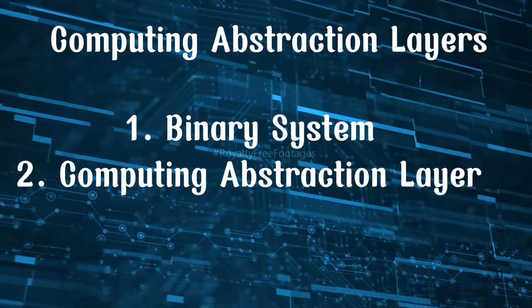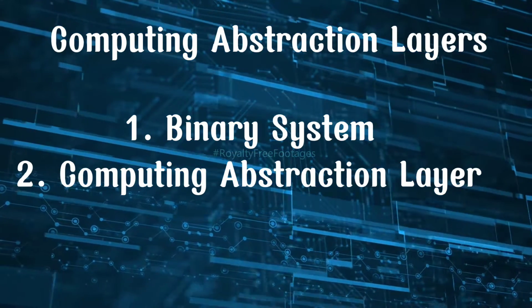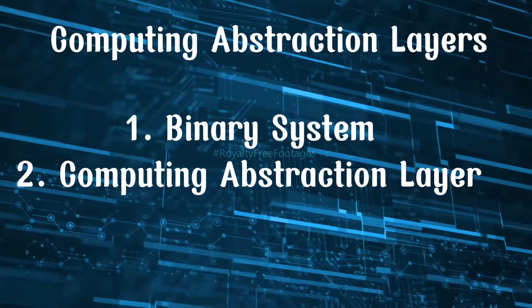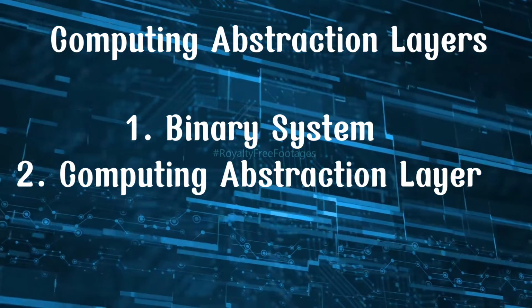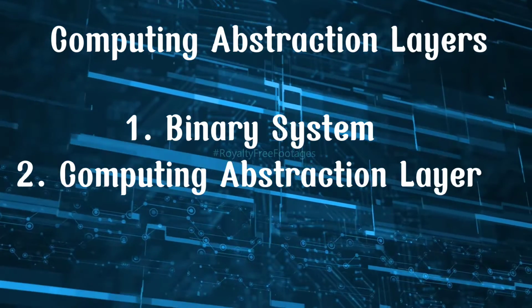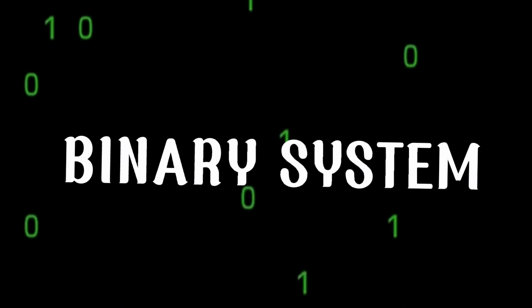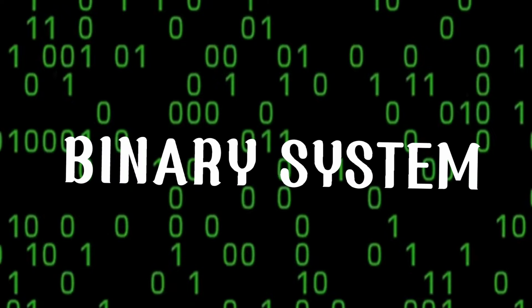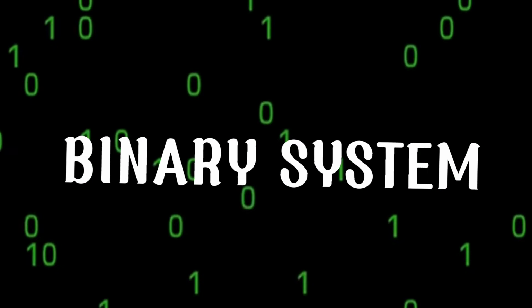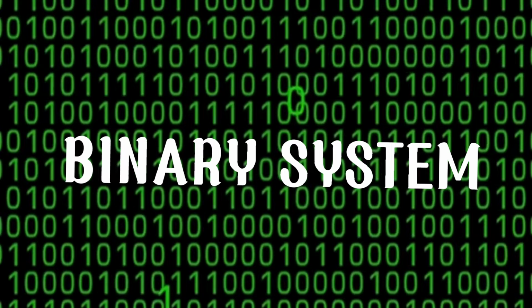Proceeding to the computing abstraction layers, there are a couple of concepts that are key to understand with regard to computer architecture. Number 1 is the binary system, and number 2 is computing abstraction layers. Digital computers use a number system based on 0s and 1s, or the binary system. There is great power in what the binary system allows us to do by representing data as a series of on or off states in computer or memory.